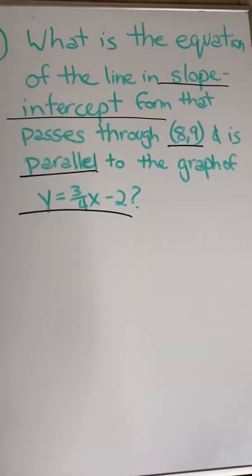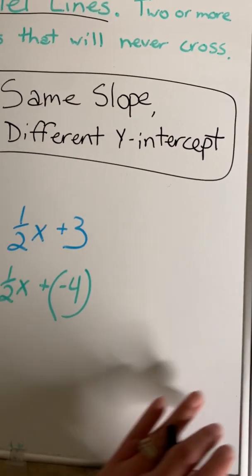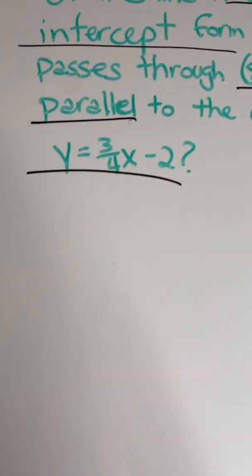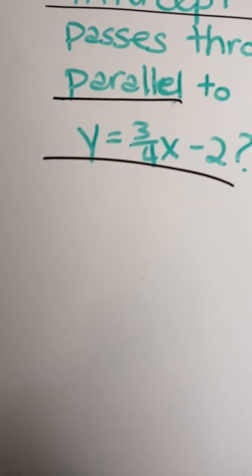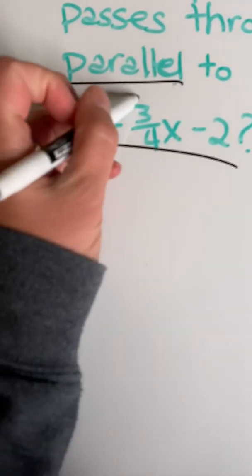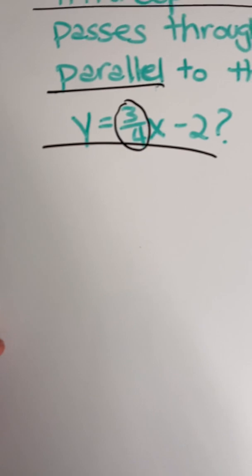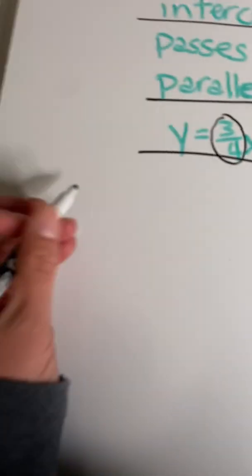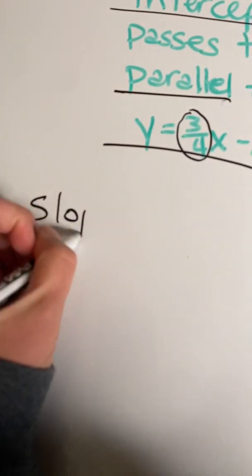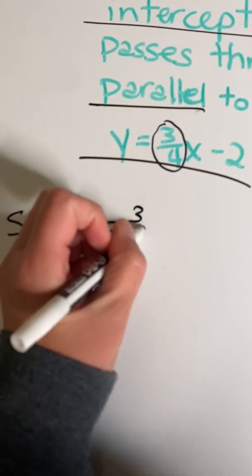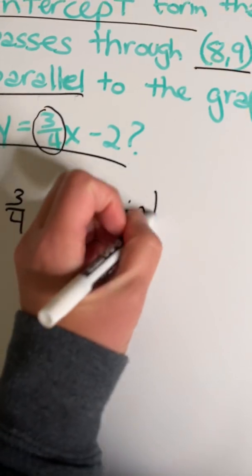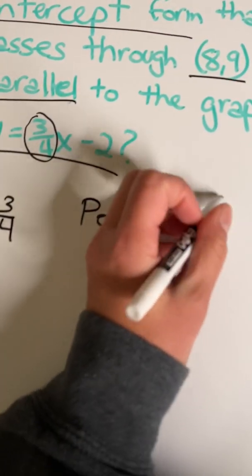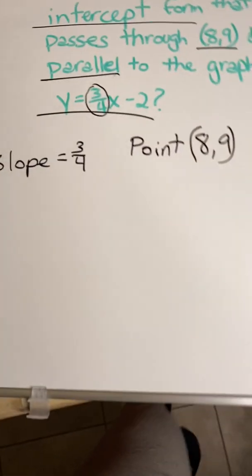Okay, so what we know about parallel lines is that they have the same slope, different y-intercepts. So the first thing we want to do is steal the slope out of this equation, y equals 3/4 x minus 2. Remember, the slope is always in front of the x when it's set up in slope-intercept form. So slope equals 3/4. My point is 8, 9.